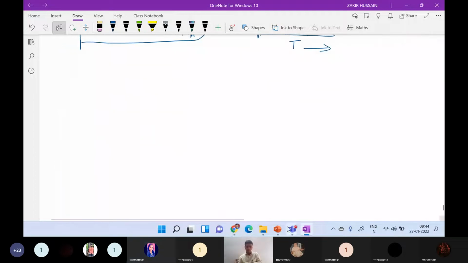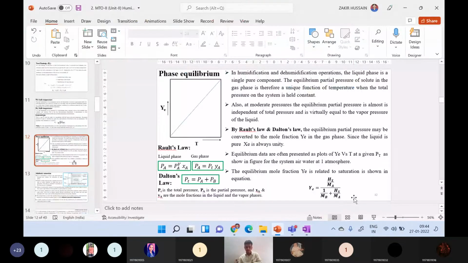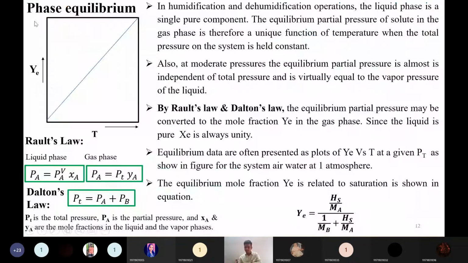So the next topic, the same thing I have given here. This is the phase equilibrium plot, or equilibrium plot, we can say. In humidification and dehumidification operation, the liquid phase is a single pure component. Then the equilibrium partial pressure of solute in the gas phase is a unique function of temperature when the total pressure on the system is held constant. Also, at moderate pressures, the equilibrium partial pressure is almost independent of total pressure and is virtually equal to the vapor pressure of the liquid.